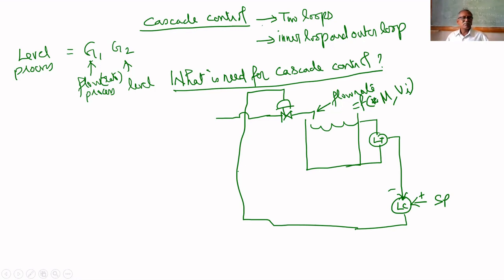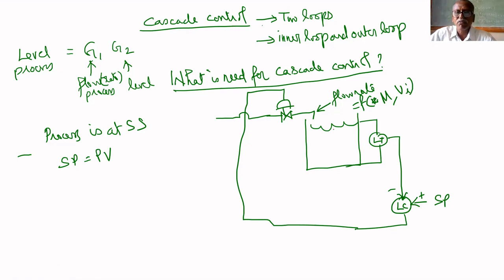Now let us assume that the process is at steady state. It means set point equals PV. At that time the upstream pressure decreases. There is no change in valve opening. Upstream pressure decreases, that's why there will be a decrease in flow rate. Because of the decrease in flow rate, level will decrease.